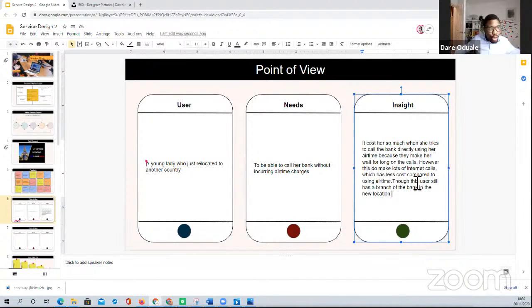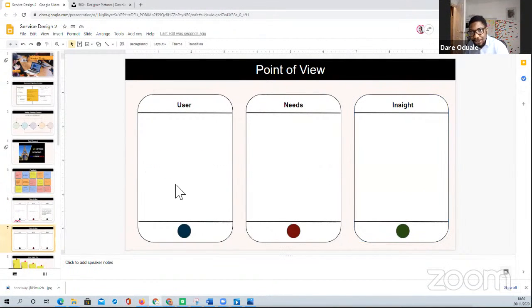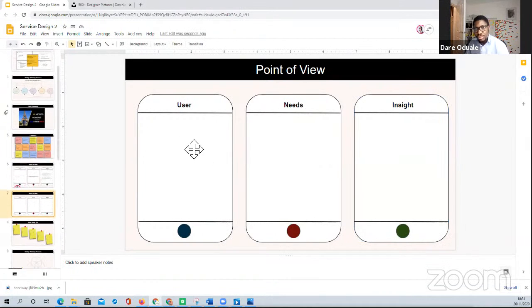Can they make a more wholesome service so that this branch will be able to talk to the other country or something like that? Because if we don't capture this insight, we'll just be thinking that since this person has relocated, there's no way we can have physical contact. But by capturing this further insight that they still have a branch in this other country as well, it will make the banks think, okay, maybe there's a way we can make a connect with all of this.